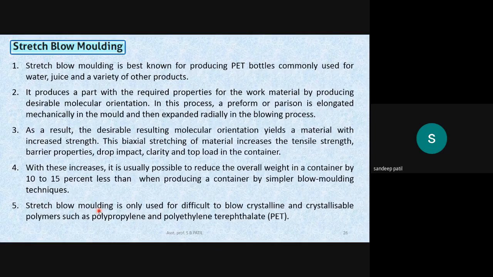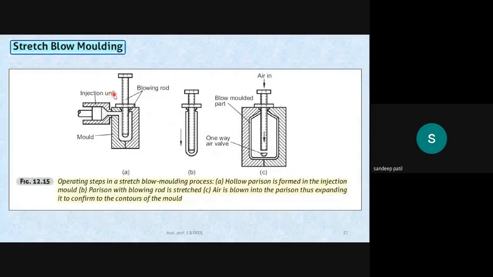This blow molding is usually used for difficult-to-blow crystalline and crystallizable polymers such as polypropylene or polyethylene terephthalate, that is, PET bottles. Here you can see that it is the same injection unit and blow molding process. The blow mold part is where air is getting blown in. So let us see the operating steps in stretch blow molding. The hollow parison is formed in the injection mold. Here again the same. Then the parison is stretched with a blowing rod.